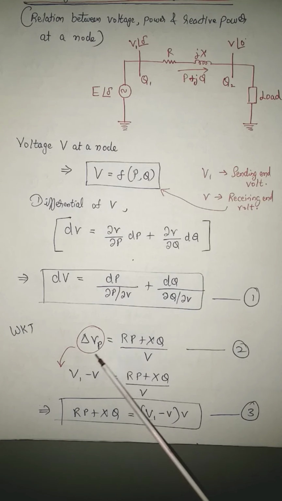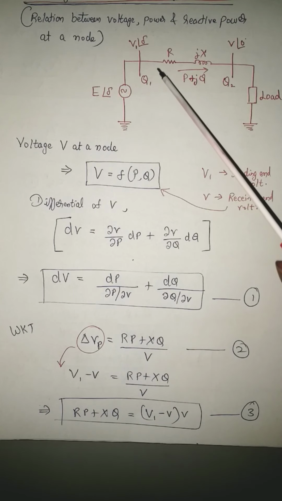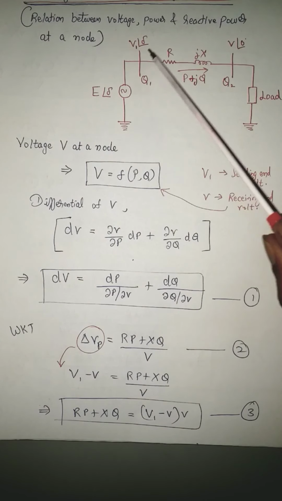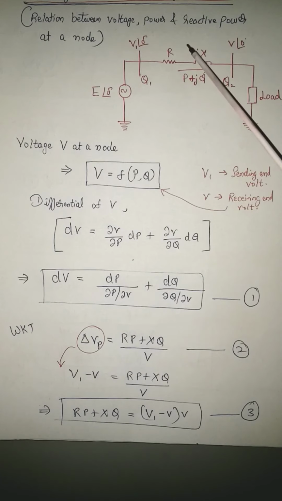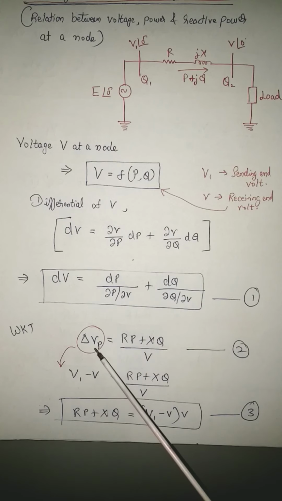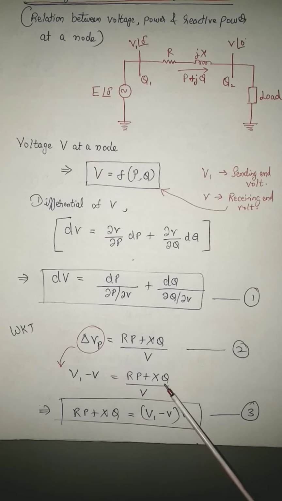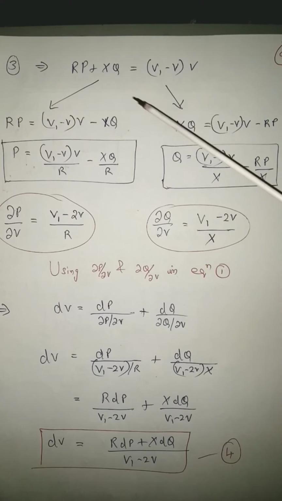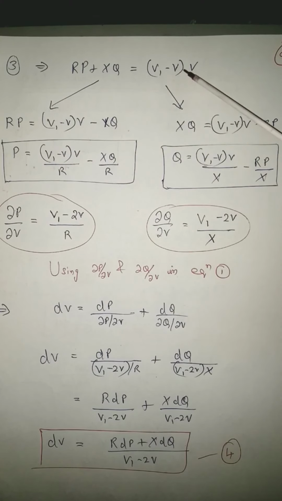And this voltage drop that is happening along the transmission line is V1 minus V. If you have a look at the circuit diagram here, voltage V1 is the sending end voltage, voltage V is the receiving end voltage, so that voltage drop is given by V1 minus V. So delta V, the voltage drop along the transmission line, given by V1 minus V, is equal to (RP plus XQ) by V. If you simplify this, RP plus XQ is equal to (V1 minus V) into V. So let us call this equation number 3. Again, RP plus XQ is equal to (V1 minus V) into V. That is equation number 3 being rewritten.